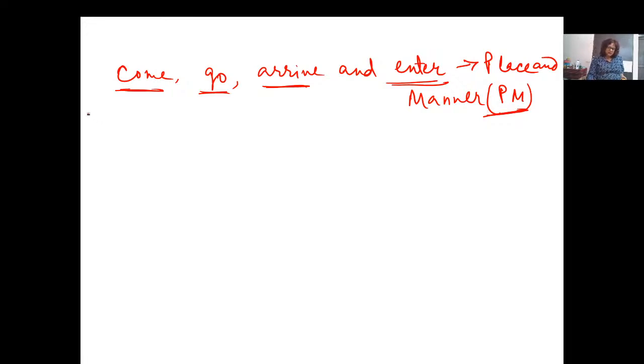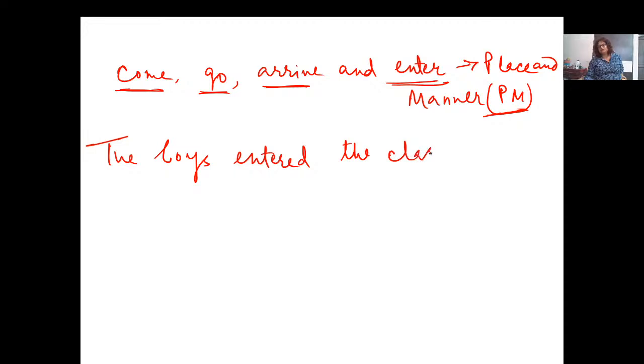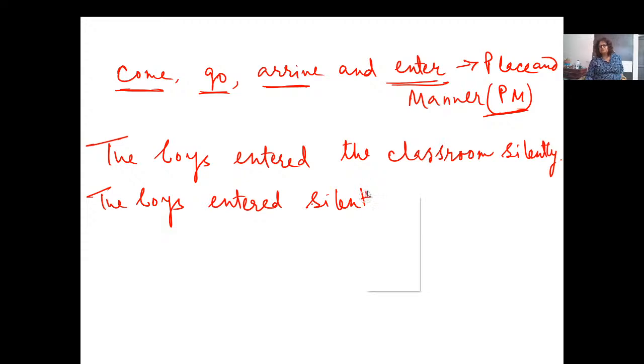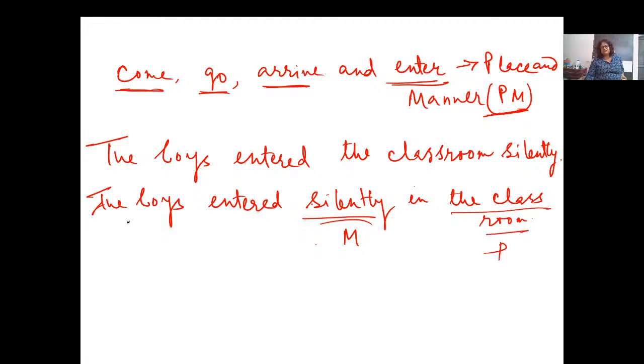Suppose we write: the boys entered the classroom silently. And the second sentence, if I write: the boys entered silently in the classroom. According to the MPT rule, this sentence must be correct, because this is manner and this is place, in the classroom.